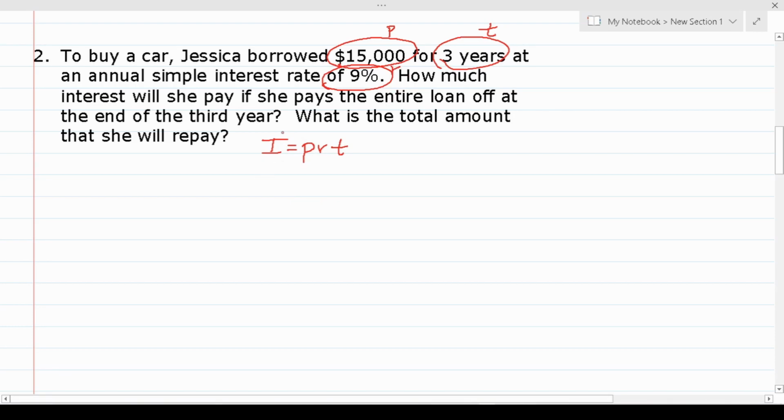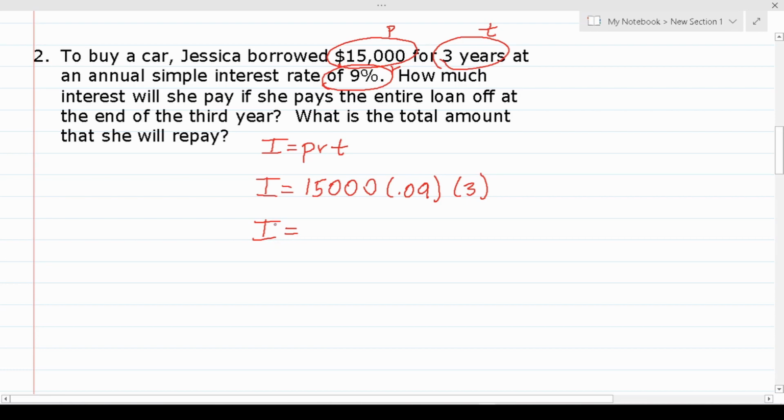Let's go ahead and answer this first question by figuring out how much interest she'll have to pay on this loan. That's going to be I equals, principal is $15,000 times R. Her interest rate was 9%. We have to express that as a decimal, so that's going to be 0.09. Time was 3 years. Okay, so let's work this out.